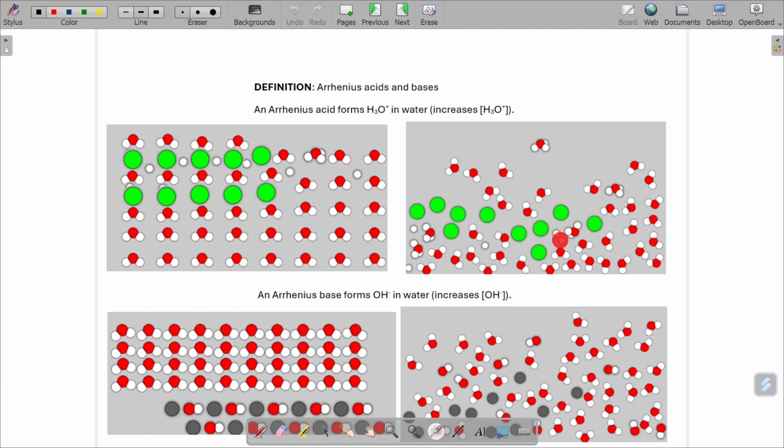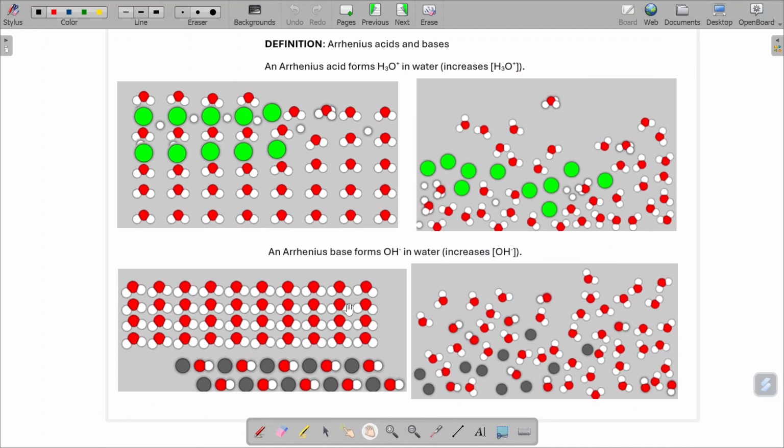Here you can see two lone hydrogen ions, known as protons, and this is also in the solution. They just have not had a chance to react with the water yet. So this is what it means by increasing the concentration of the hydronium ions.